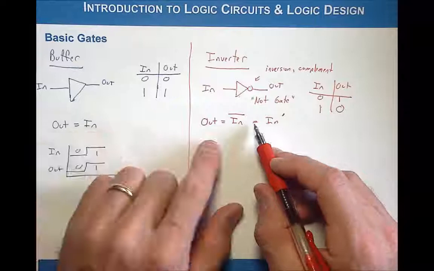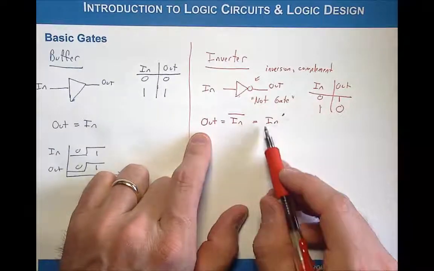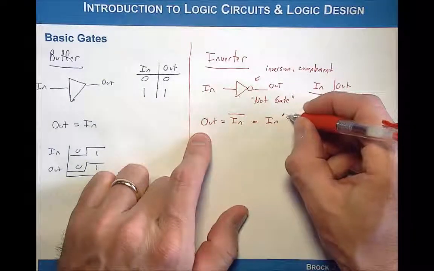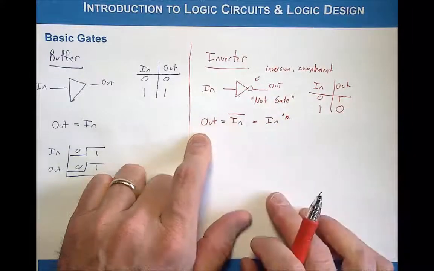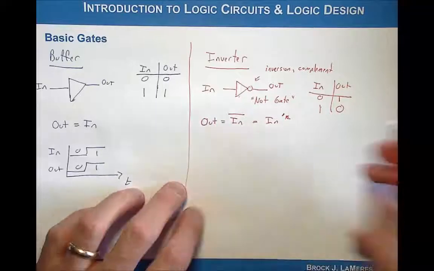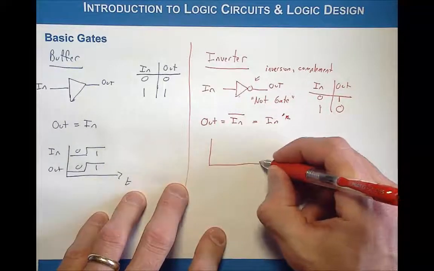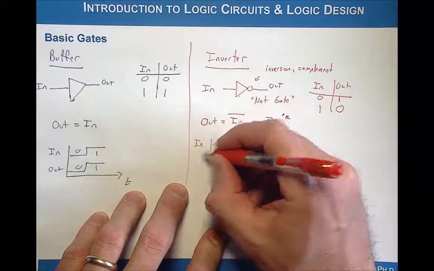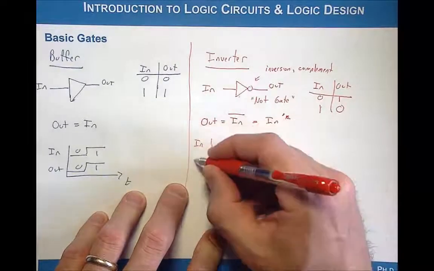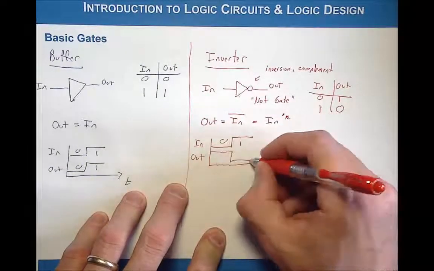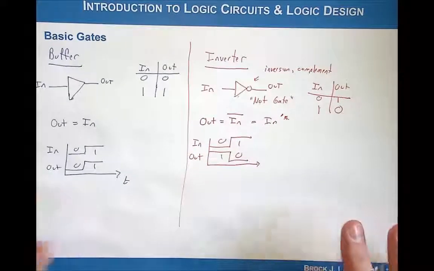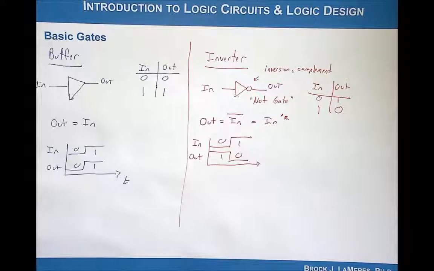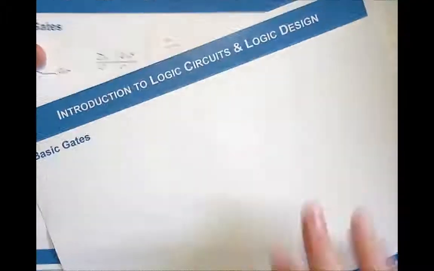You could say this verbally: out is equal to in not, and that means this inversion tick right there would be a not operation, and this bar over the top would be a not operation. The waveforms are not quite as meaningful once you start looking at these basic gates, but you have an in, which takes on a 0 and a 1, and then the out takes on a 1 and a 0. So that's what the logic waveform would look like for the inverter. So we have our first two basic gates now. Let's take a look at another basic gate, which is going to be the AND gate.